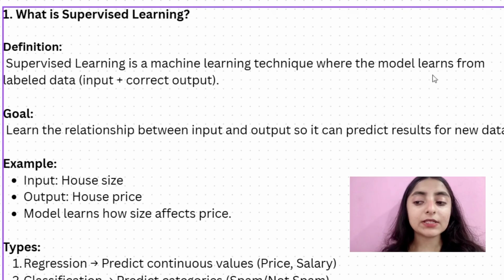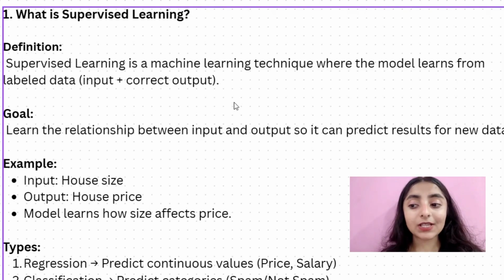Supervised learning is a machine learning technique where the model learns from labeled data, meaning input plus correct output. Labeled data means the model has both input and correct output available during the training time. So the model knows what the output is and what the input is. It means labeled data; already we are giving the label. So it is available during training time.